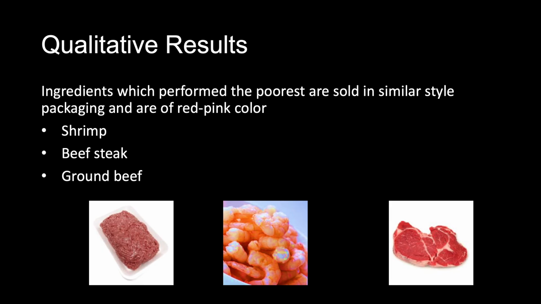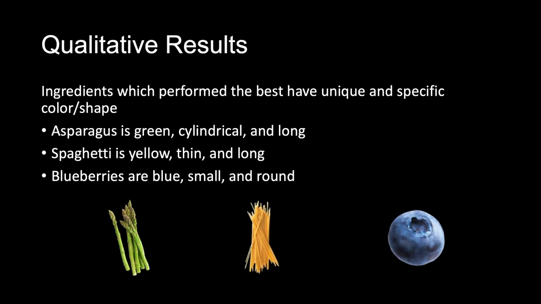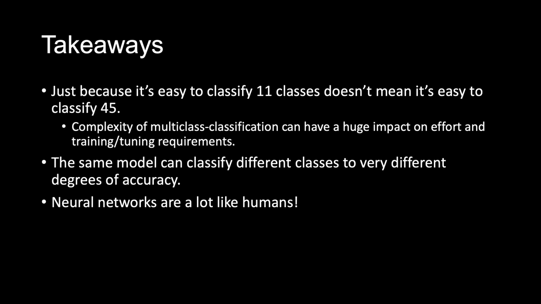Shrimp, steak, and ground beef are some of our worst performing ingredients, and they're all pinkish red meats packaged similarly, so it would make sense our model could be confused. On the flip side, humans and models both seem to perform well when ingredients have distinctive and unique colors and shapes. Blueberries, for instance, are unique both in their blue color and round shape. Spaghetti and asparagus are two other examples. This shows that, again, neural networks and humans behave very similarly in these classification tasks.